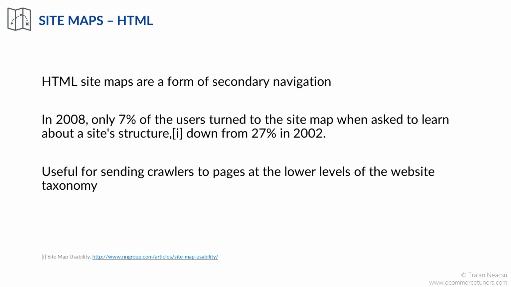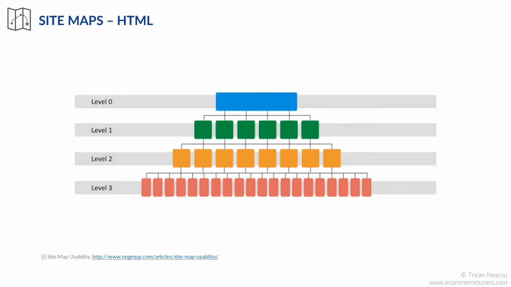HTML sitemaps. HTML sitemaps are a form of secondary navigation. They are usually accessible to people and bots through a link placed at the bottom of the website in the footer. A usability study on a mix of websites, including e-commerce websites, found that people rarely use HTML sitemaps. Still, HTML sitemaps are very useful for sending crawlers to pages at the lower levels of the website taxonomy and for creating flat internal linking.